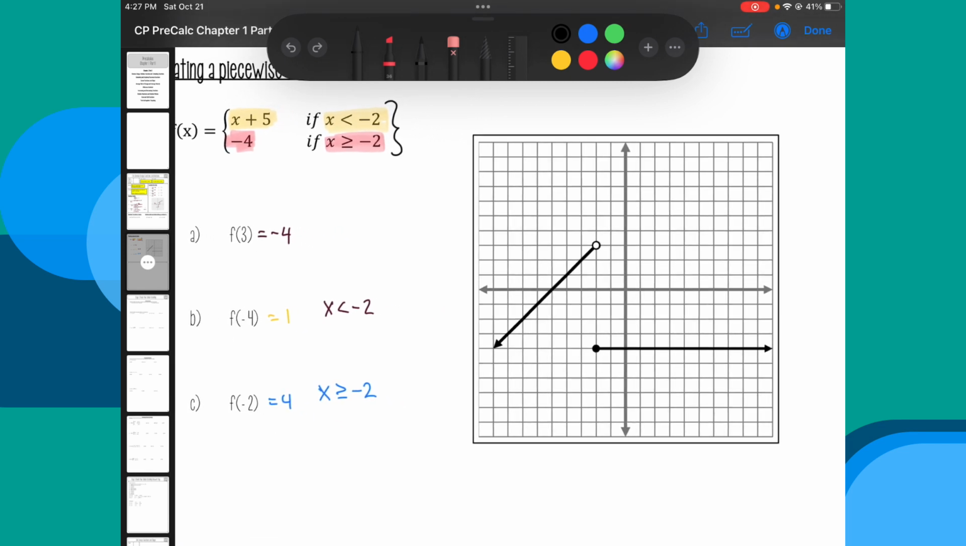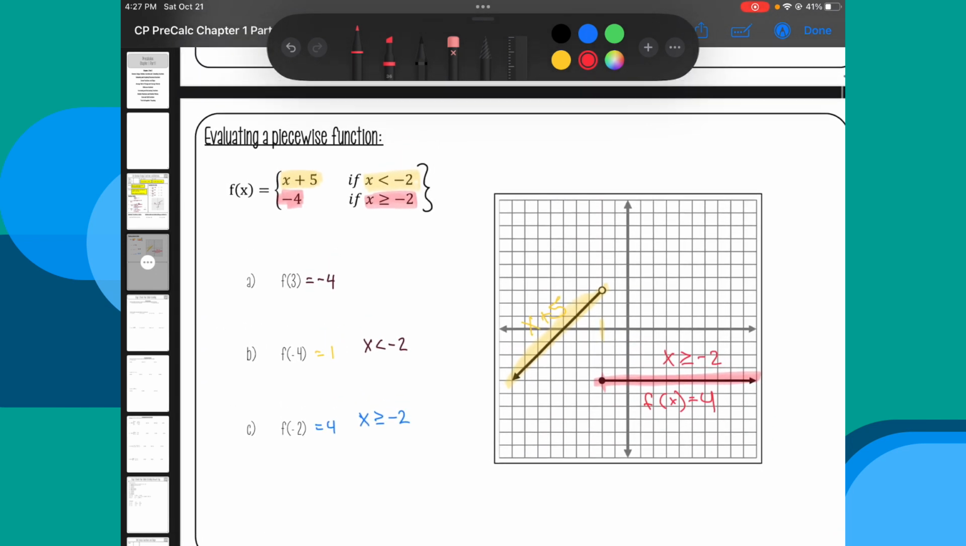Just want to show you what this looks like as a graph. So the yellow part of the graph where x is less than -2, so here's -2, is this part right here. That's x plus 5. And then the second part of the graph is this second part here. And this is when x is greater than or equal to -2, and this is when f of x is equal to 4. So you can see the 2 pieces. I highlighted them so they correlate over to the function as well.